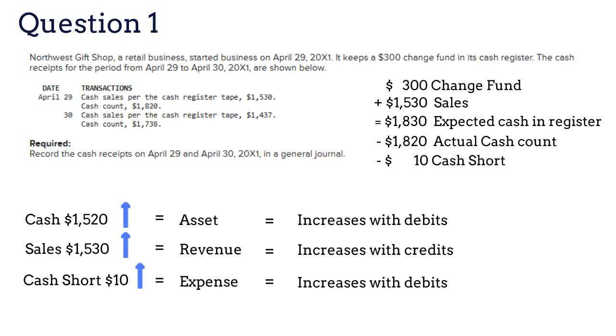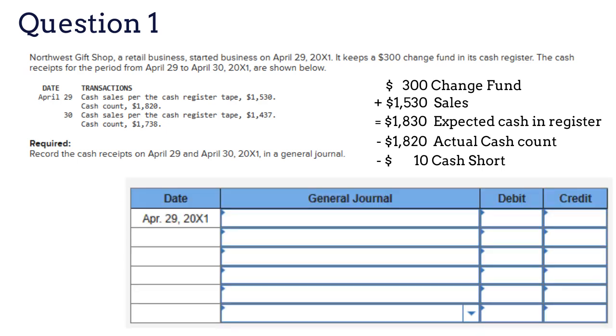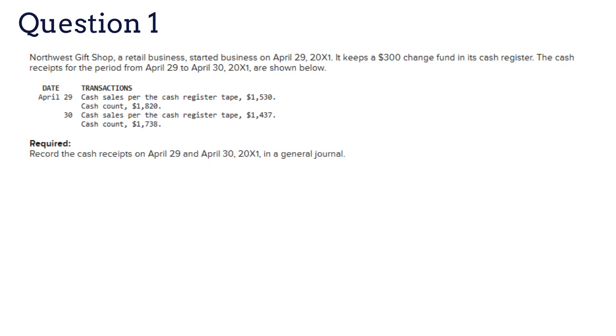So, let's record that transaction in the general journal. Debit cash for $1,520, debit cash over or short $10, and credit sales $1,530. What do you think we have to do for the second transaction?